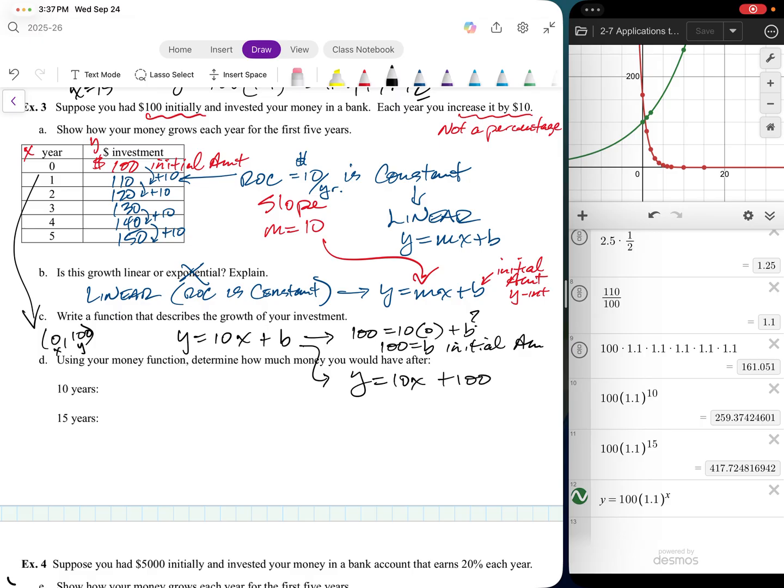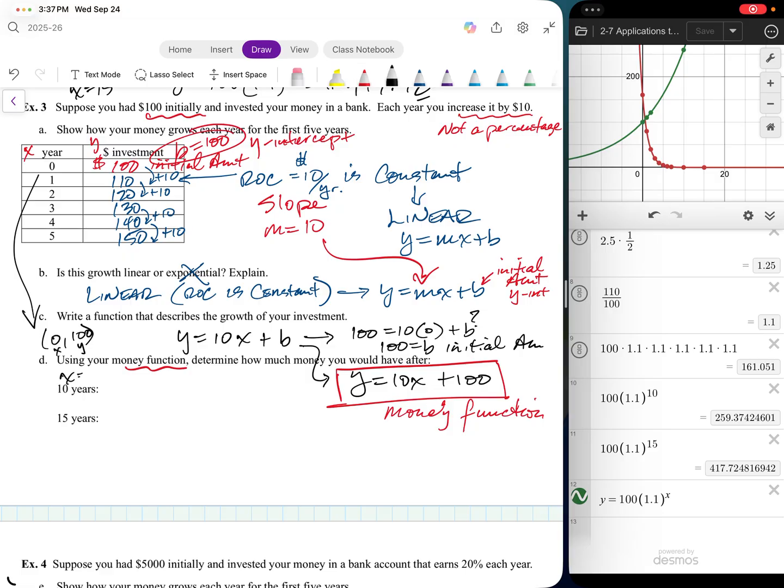This is a skill that you guys have been using or learning for quite a while now. So up here on your table, when x is 0, b is 100. That's your initial amount, your y-intercept. Now it says use your function, your money function right here, to calculate how much money you would have after 10 years and 15 years.